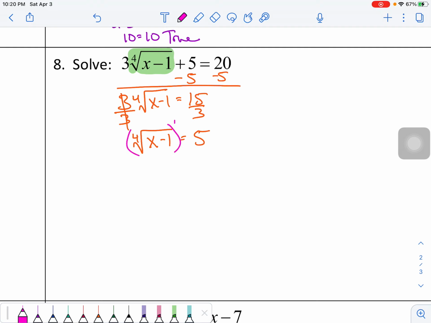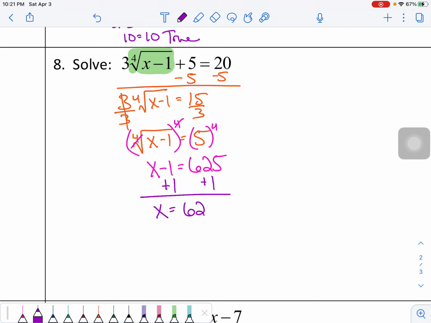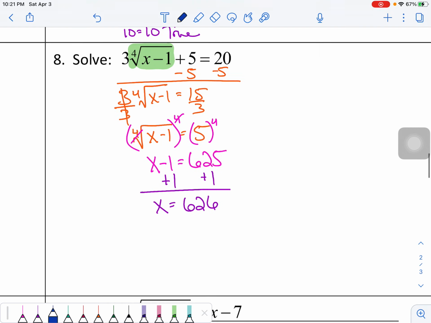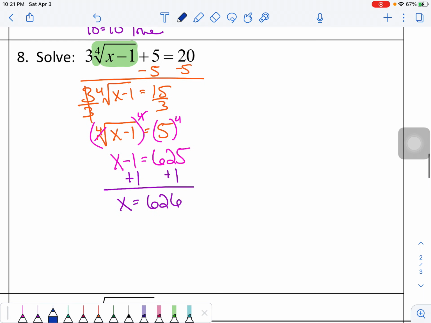How do you get rid of a fourth root? You use a fourth power. So those are going to be gone. You're going to get x minus 1 is equal to 5 to the fourth, which is 625. That's a nice small little number there. I'm going to add 1 to both sides, so 626. Maybe. All right, that could be the answer. I kind of hope it is, but it doesn't have to be.